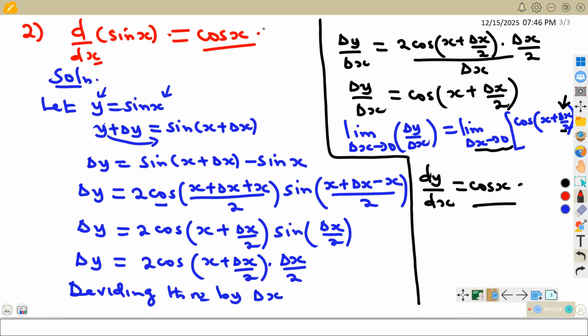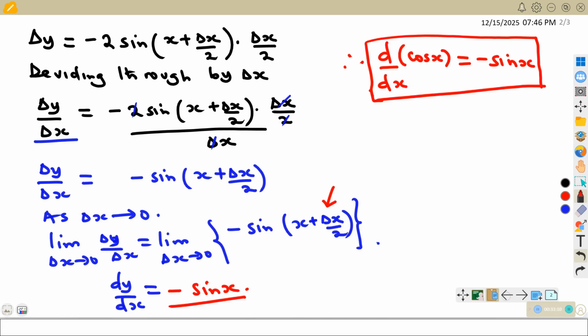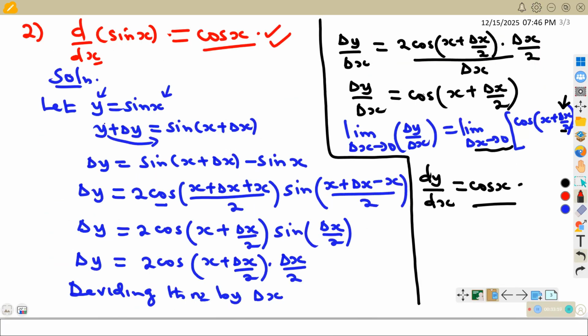You need to know some of these because you will not always be proving from first principles. So when I differentiate sine of x, what do I get? When I differentiate cos of x, what do I get? When you differentiate cos of x, you get negative sine of x. And we have seen when you differentiate sine of x, you get cos of x. So you must master some of these differentiations of trig functions. Okay, I hope the procedures are still very okay for us.